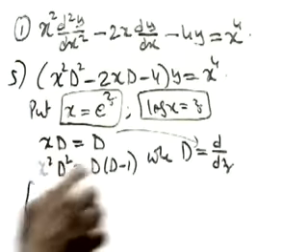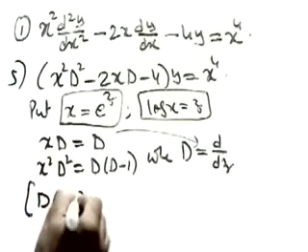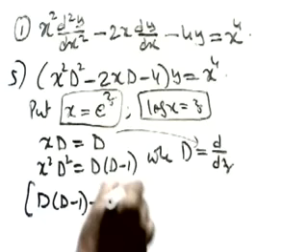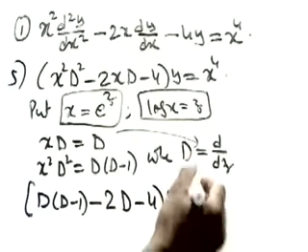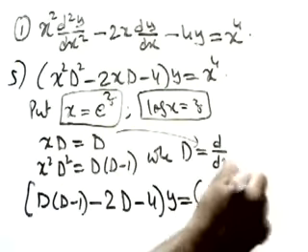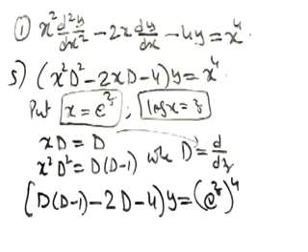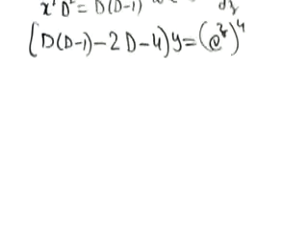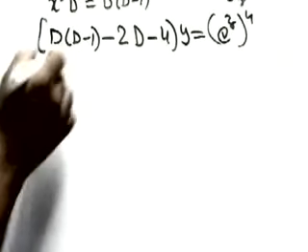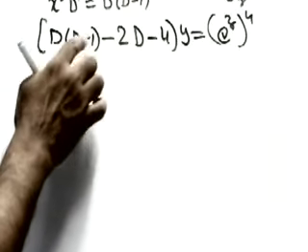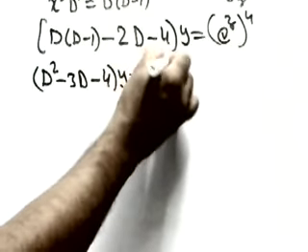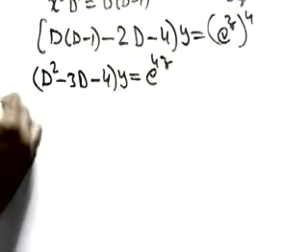Now this question will change. In place of x square d square, we write d into d minus 1. Then minus 2 into d, minus 4, into y equals x power 4, that is e power z whole power 4, e power 4z. Now let me multiply this. We continue the same as the previous questions' methods. So multiplying this, we get d into d square minus d, minus 2d, will be minus 3d, minus 4, into y equals e power 4z.